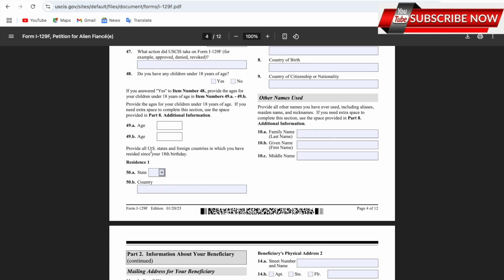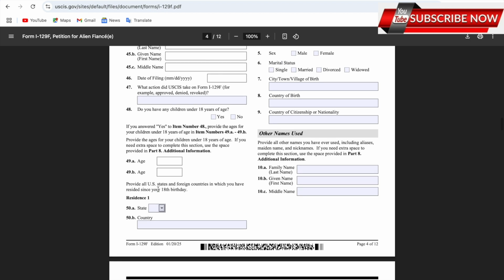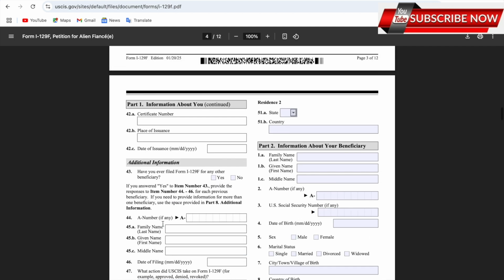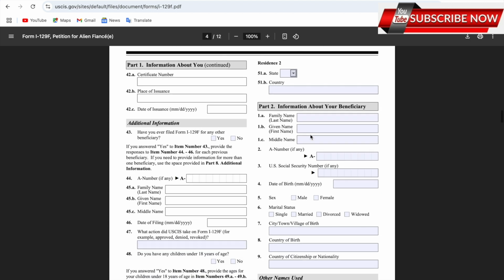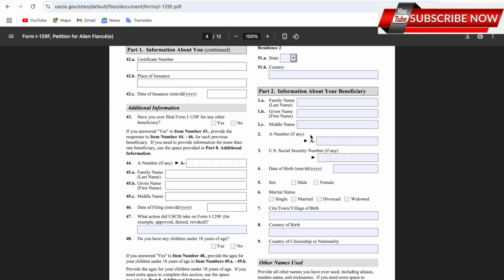It says, provide all US states and foreign countries in which you have resided since your 18th birthday. So still for the petitioner, whichever state you have lived in, you put it there, United States. If you have lived in different states, you put in a country over here. If you lived in a different country, you put in that country. But if you have lived in the United States, you put in a state, then a country. Then residence two, the same thing. Put it over here. That's your previous place that you lived in.